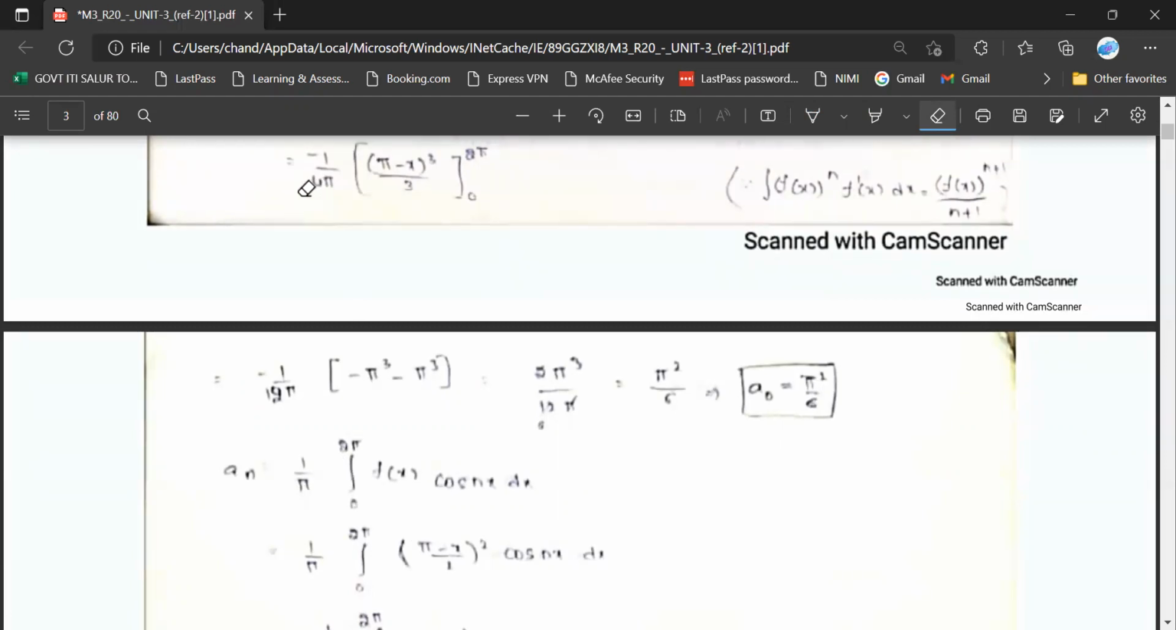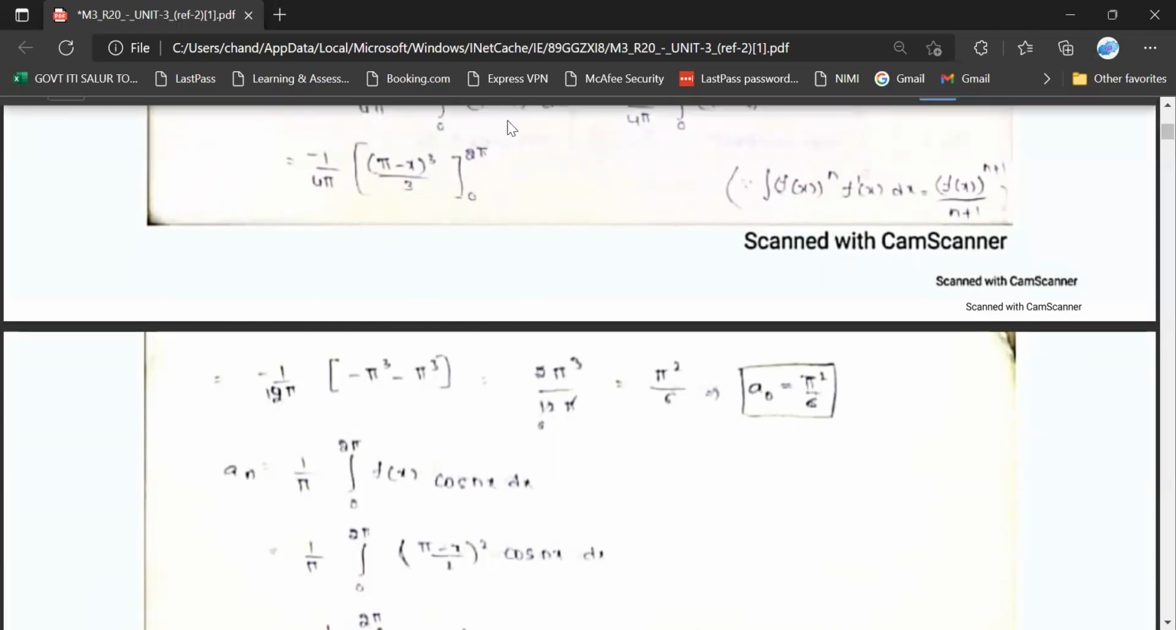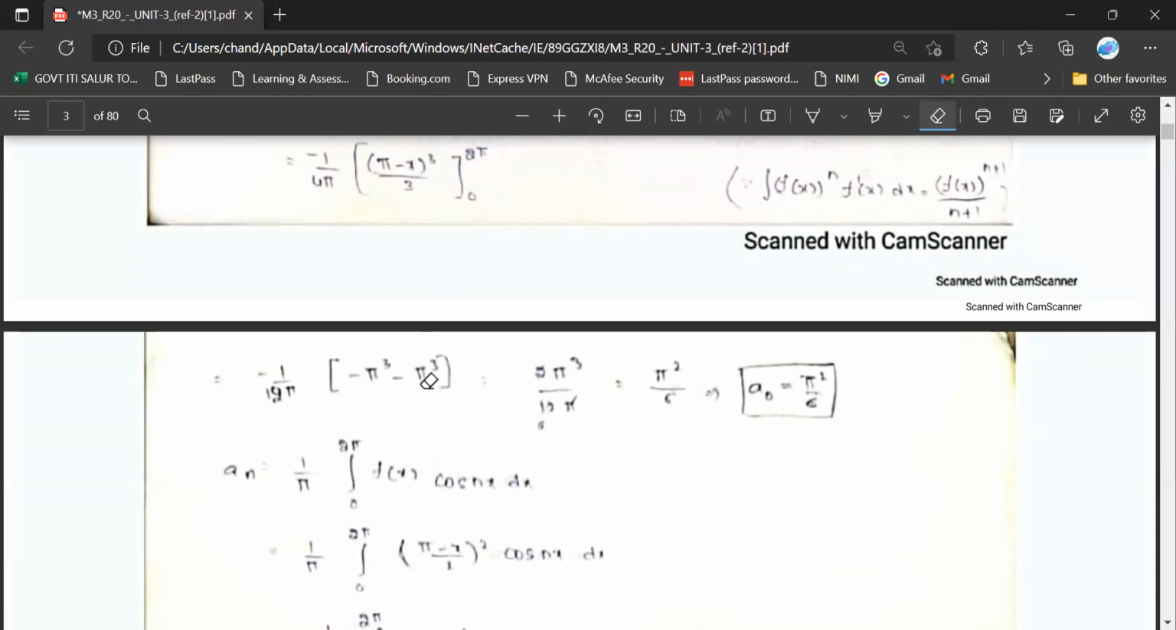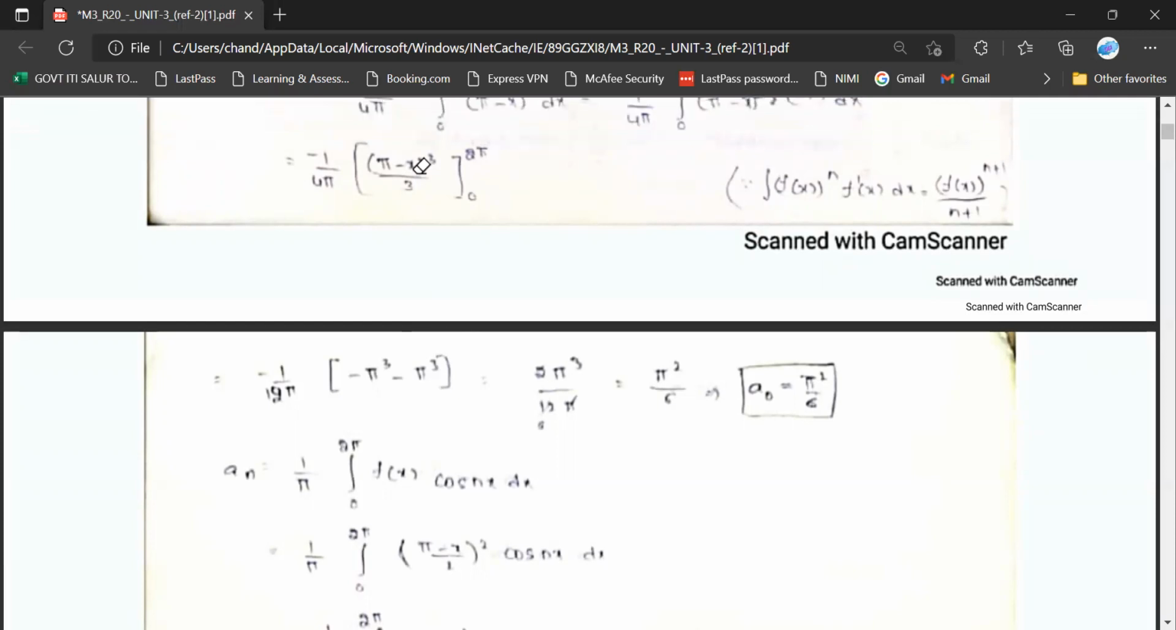Here 3 multiplied by 4 gives 12, and the 3 is removed from the multiplication. So here we put the limit 2 pi. Pi minus 2 pi whole cube is nothing but minus pi cube. So we get minus pi cube by 3, and we have 0 as the other limit.